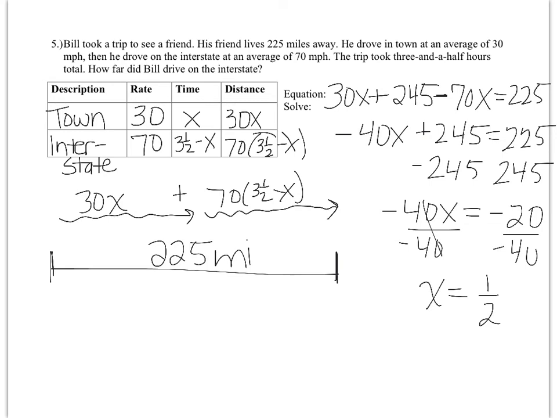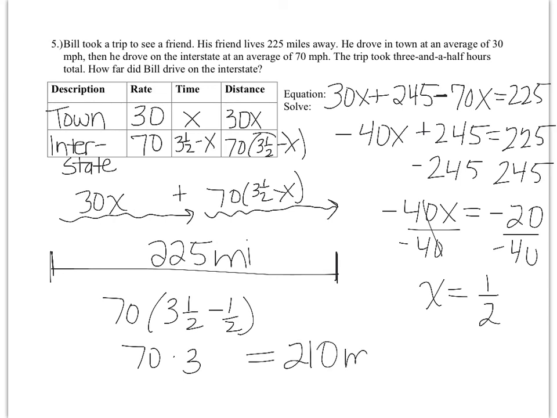So let's go back and answer the question. The question is, how far did Bill drive on the interstate? So Bill drove on the interstate. This is his distance. So you're going to put 1/2 into x. So I'm basically going to do 70 times 3.5 minus 1/2. Well, 3.5 minus 1/2 is just 3, so it's just 70 times 3, and 70 times 3 is 210 miles. And that's the answer to the question, right?